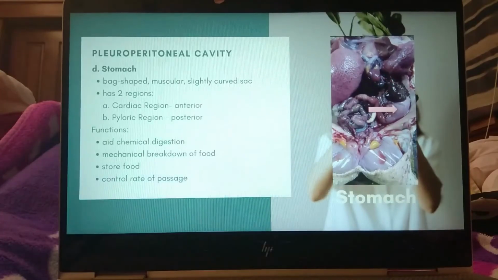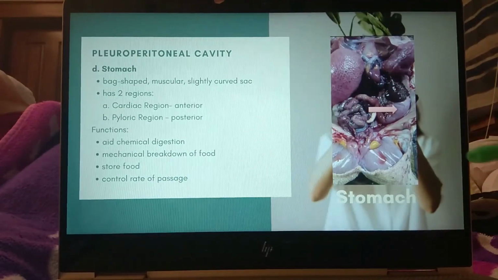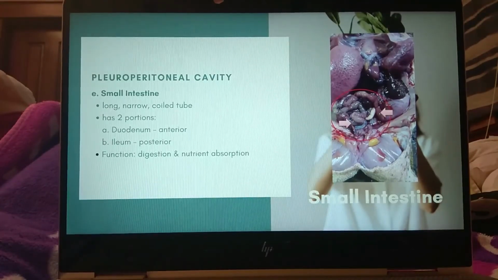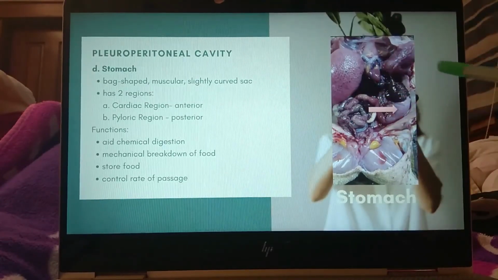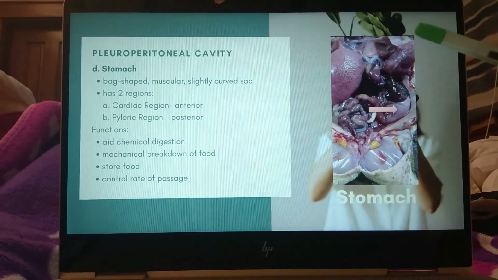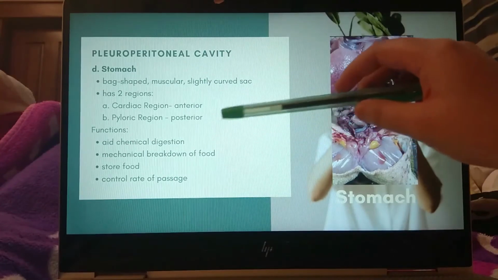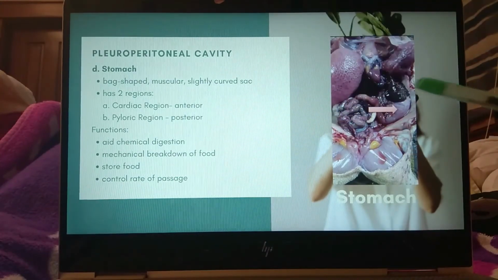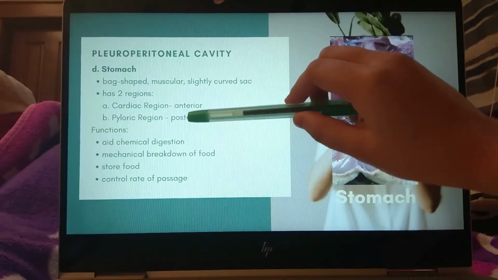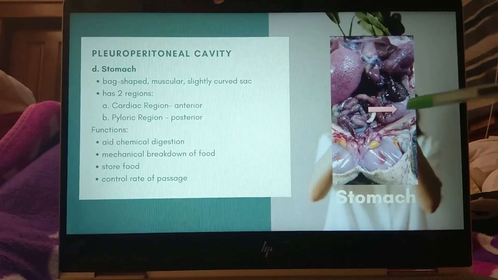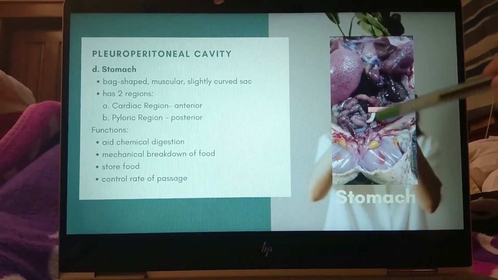Next, we have the stomach, which is a bag-shaped, muscular, slightly curved sac with two regions: the cardiac region and the pyloric region. The cardiac region is the wide anterior portion which connects the esophagus with the stomach. And we have the pyloric region, which is the posterior region located near the pyloric sphincter. Here, this is the stomach, bag-shaped.